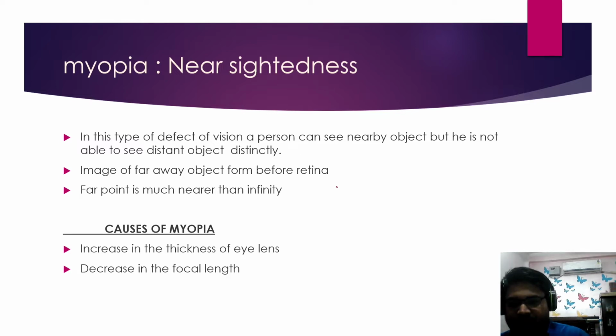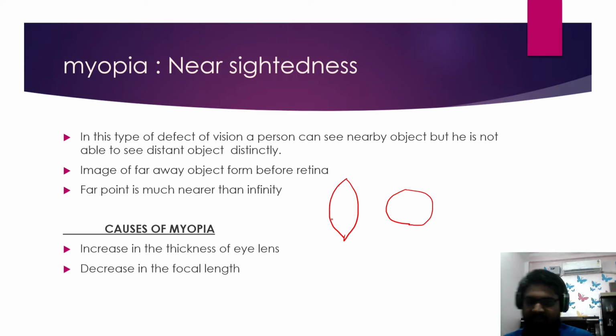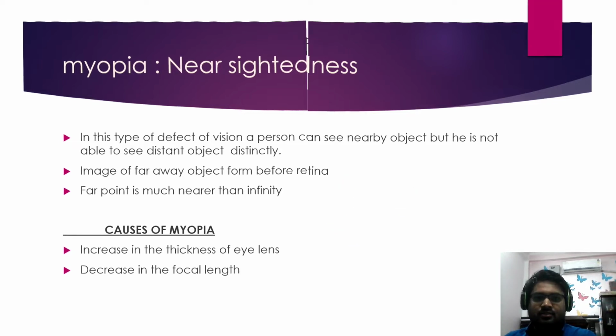For example, if the person is not suffering from myopia, his lens appears like this. But if he or she is suffering from myopia, his lens appears like this. We can see clearly the thickness of a non-myopic person is this and the thickness of a myopic person is very large, due to which focal length decreases, and because of that the image starts forming before the retina. Now we will discuss this by using a ray diagram.